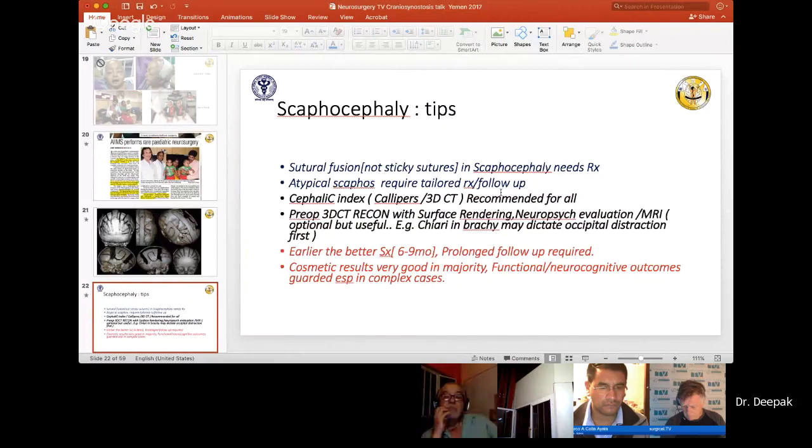The cephalic index is something which is recommended for all patients, should be done as a baseline. And the preoperative 3D CT with recon with surface rendering is very, very useful. And I often feed in these images in my obstetrics, and I plan out the surgical procedure beforehand. And earlier the better. I most often operate these patients at the age of more than 6 months of age. And of course, most of these children require prolonged follow-up.